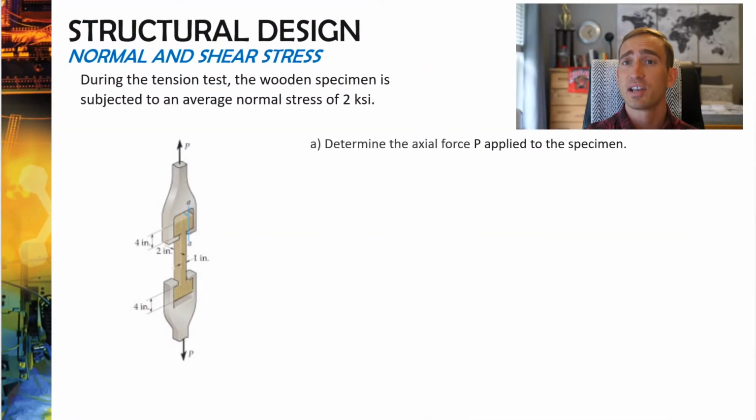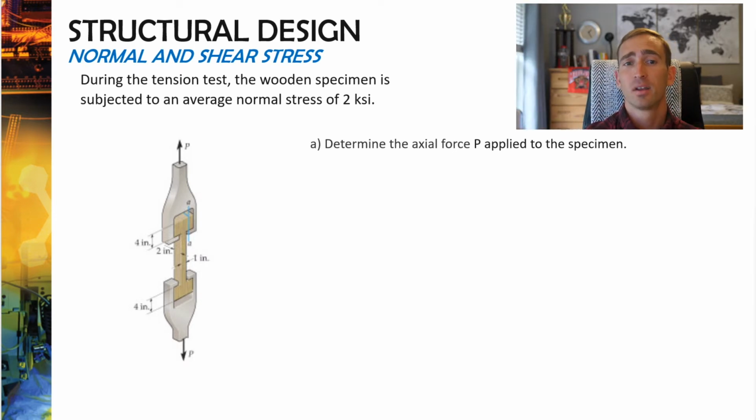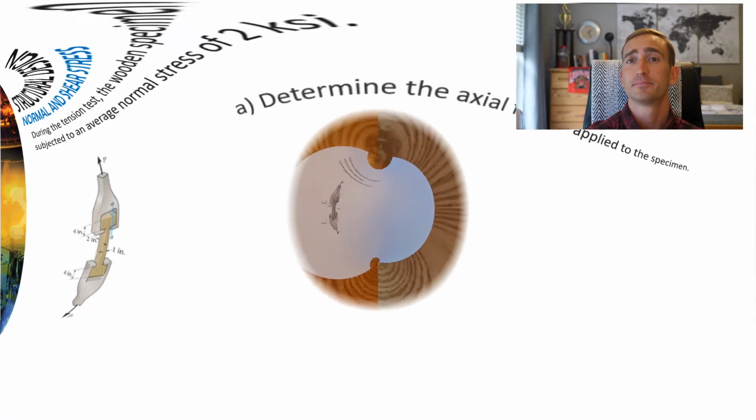Now let's look at this example here. What we've got is an eye-shaped piece of wood, and it's attached by two claws that are pulling it apart at either side. What we're asked to determine is a couple different things. If we know that the specimen is subjected to an average normal stress of 2 ksi, the first question asks us to solve for the axial force in this particular specimen that's being applied. So let's jump to a handwritten solution and show you how we approach this problem.